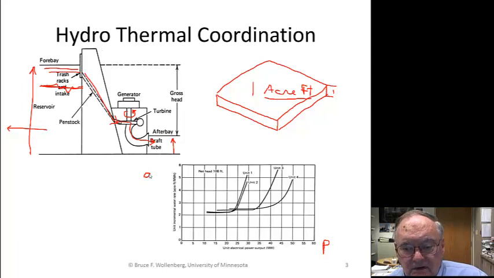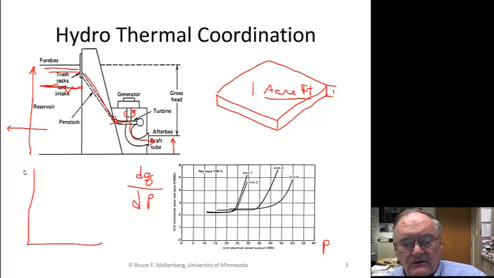Now, actually, this is the incremental water rate of acre feet. This is Q, pardon me. This is really dQ over dP over here. And the incremental water rate is fairly flat until it reaches a certain point. What it really says is that the characteristic of Q versus P is linear until you're pushing so much water through that you begin to get turbulence, and that turbulence effect causes this curve to come up like this.